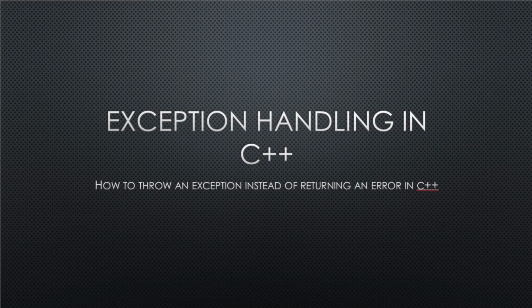And today we're going to see what exactly an exception is and how we can implement it in the C++ language. So basically we're going to see in this video how to throw an exception instead of returning an error in C++. In order to do that, we are going to see first how we can define an exception in C++. Let's get started.